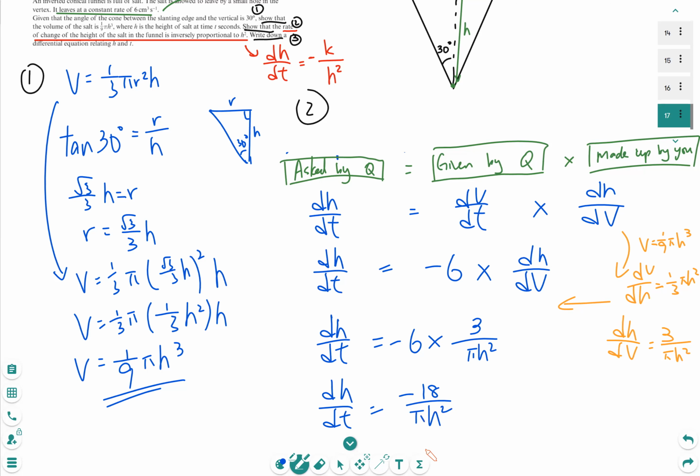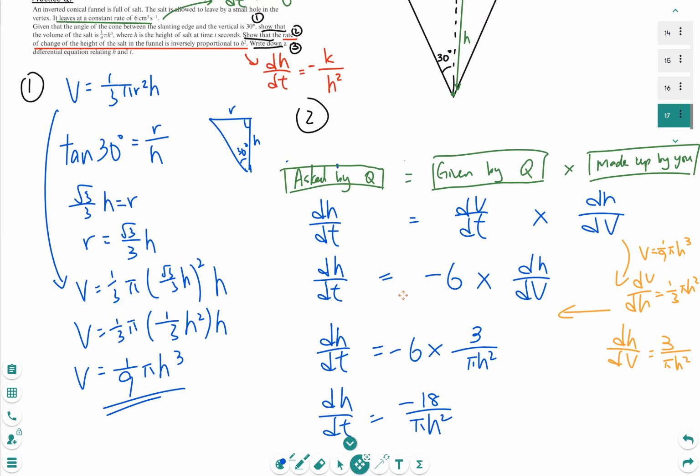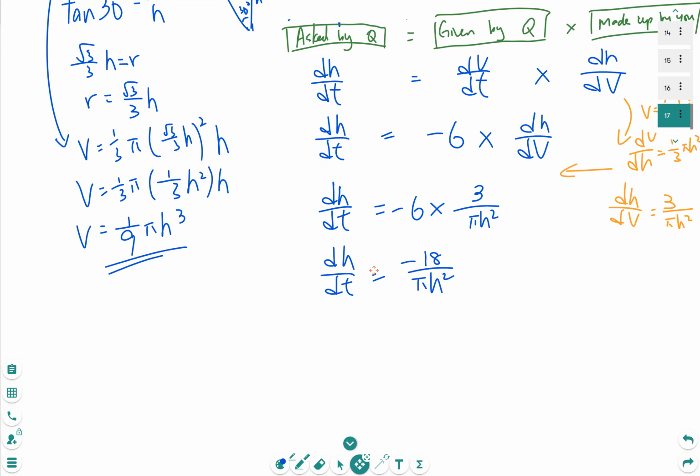Now we can use the same trick, like question 16, we have to let that be a k. But you have to be careful what you let k be. We want a negative, so we're not going to include the negative in the k, because it's a negative over h squared. That means the rest of them will be a k. 18 over pi will be k. So we can let k equal 18 over pi, so dh by dt equals negative k over h squared.